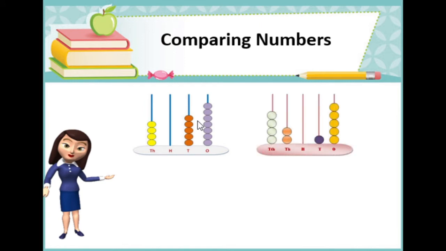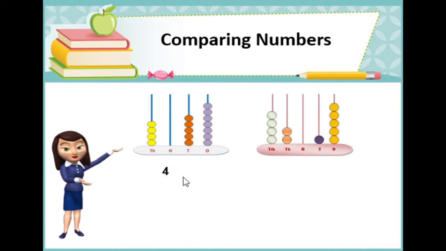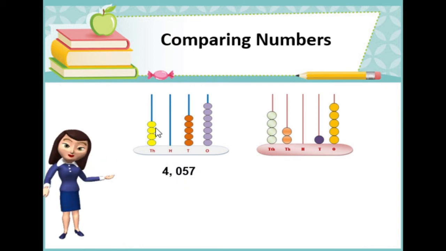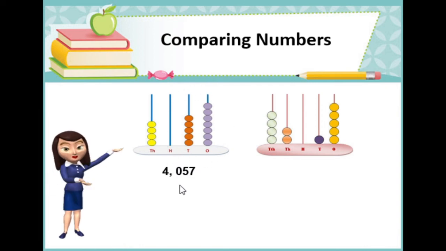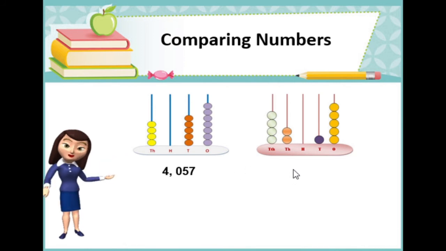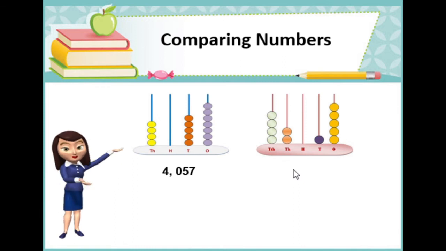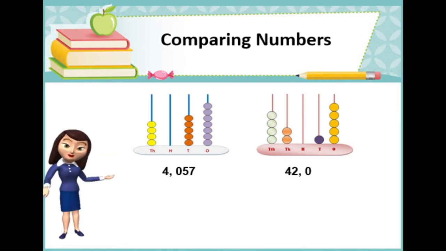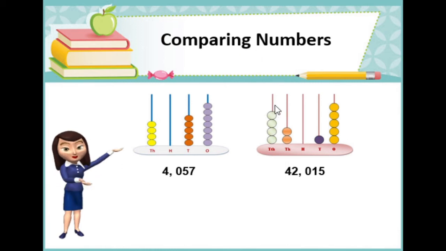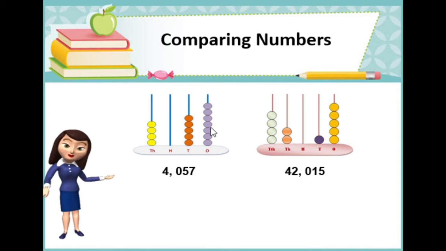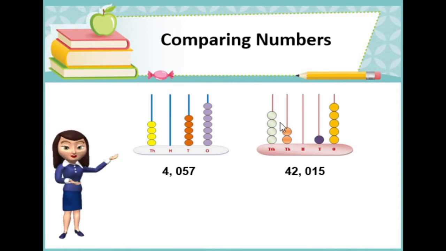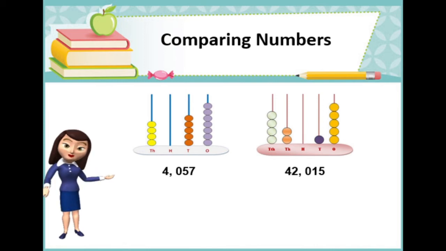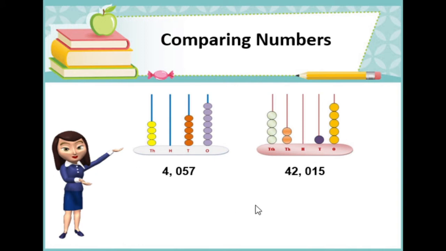When we compare numbers, look at this. Supposing you have 4,057, and on this side, you have 42,015. We compare them to see what number is greater or what number is lesser, or even whether the 2 numbers would be equal.